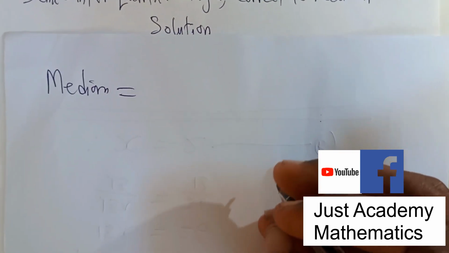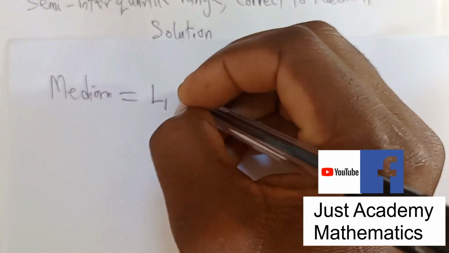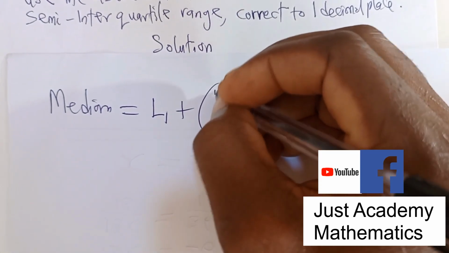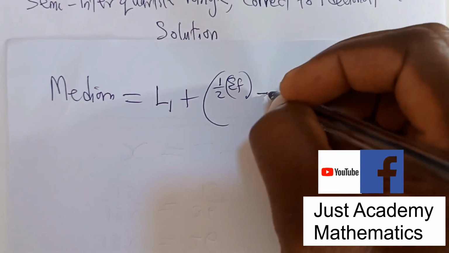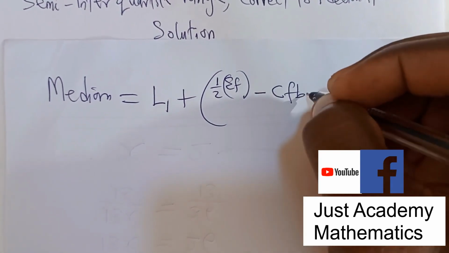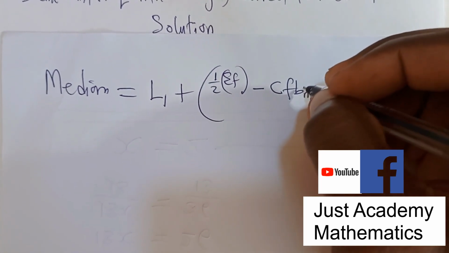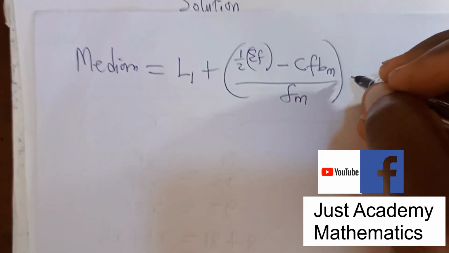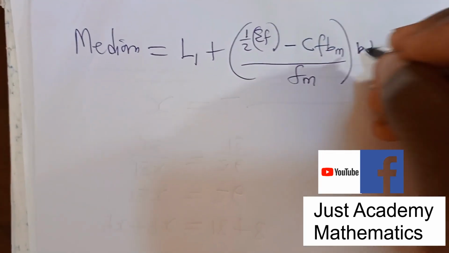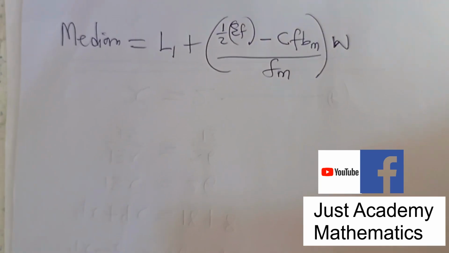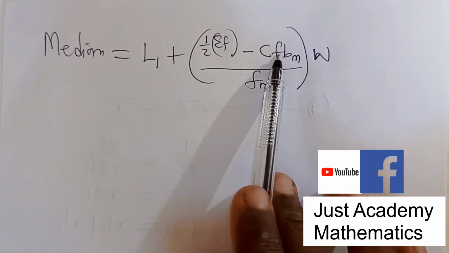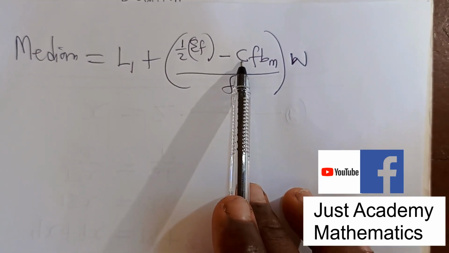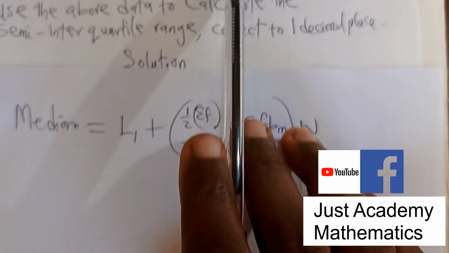location or central tendency, median is L1 plus summation of F, that is 1 over 2 summation of F minus cumulative frequency before the median class, over frequency of the median class times W. Now, different authorities can use different notations. You will check another textbook, you may not see it like this, but they mean the same thing. This is sum of frequencies before the median class. Let's assume that this is the median class.